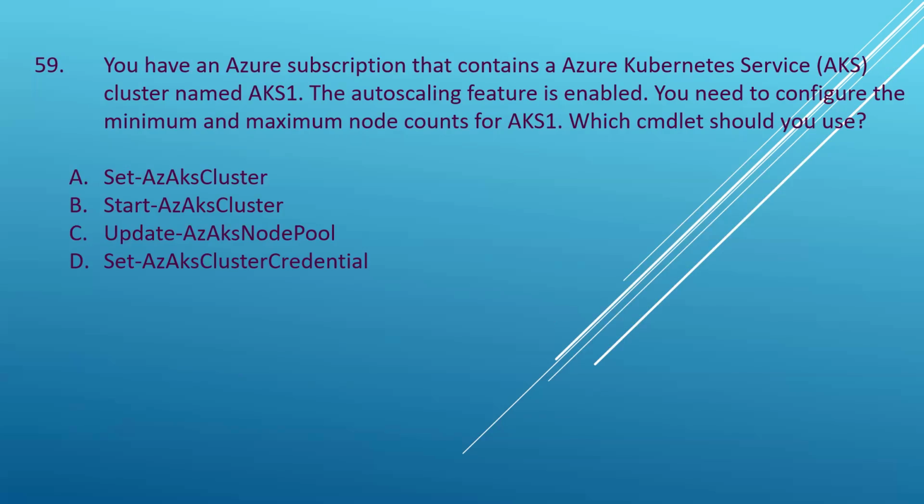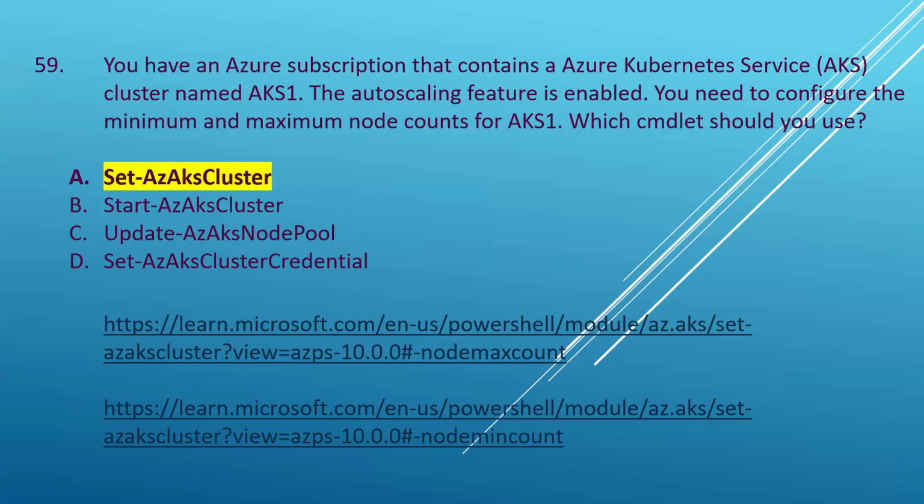Now, Set-AzAksCluster can be used to set minimum and maximum node counts for the cluster. The NodeMaxCount parameter is used for setting the maximum number of nodes for autoscaling, and NodeMinCount is used for setting the minimum number of nodes for autoscaling. I have links to both of these parameters so that you can read through them in more detail and understand how they can be used in practical scenarios.